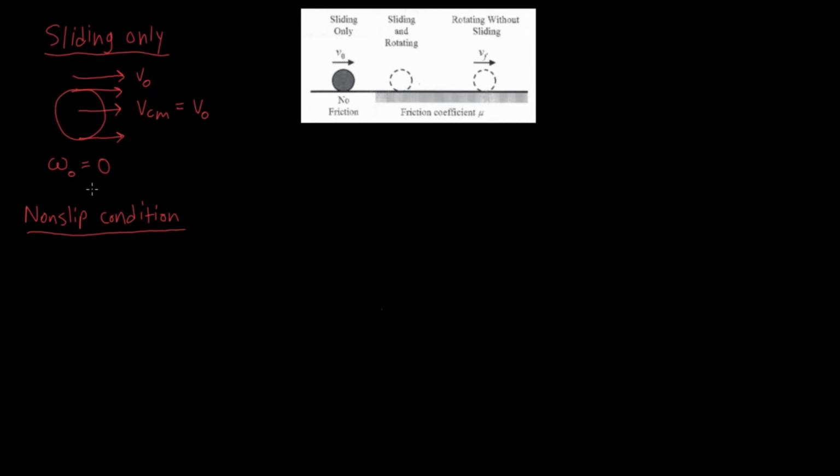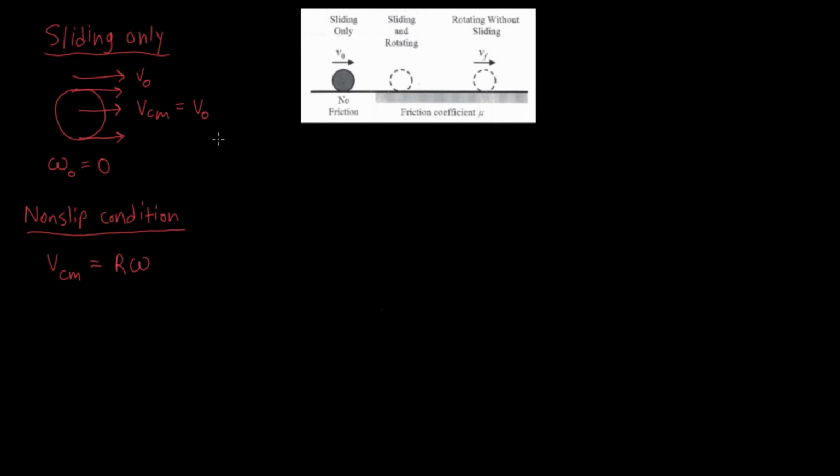So now we want to check if the non-slip condition is satisfied or not. And remember back earlier where we derived the non-slip condition, we just said that the velocity of the center of mass has to equal the radius of the object times its angular speed, or its angular velocity. So would the non-slip condition be satisfied in this case, or would it not be satisfied?